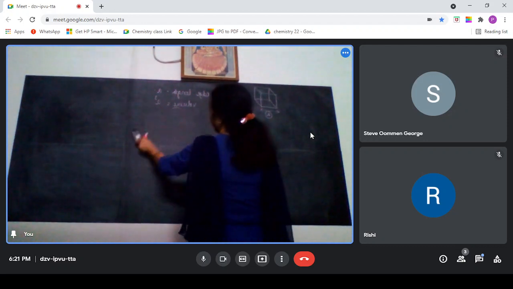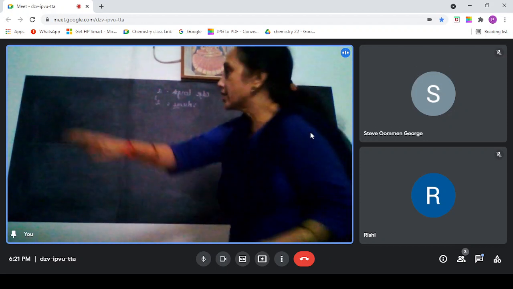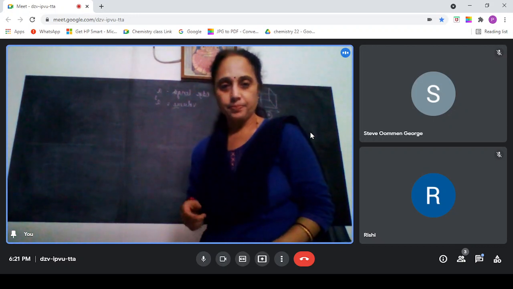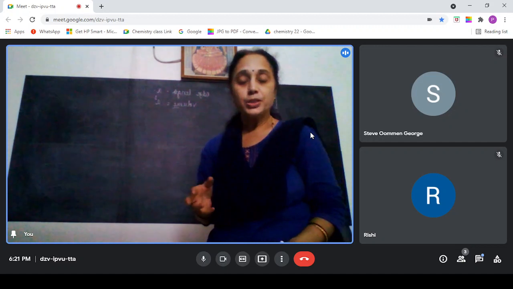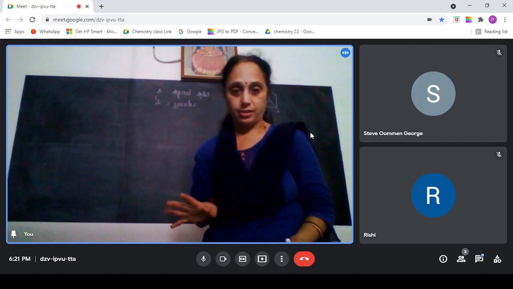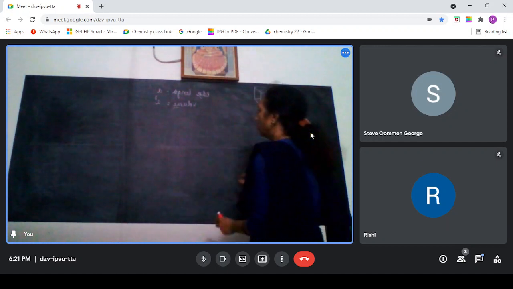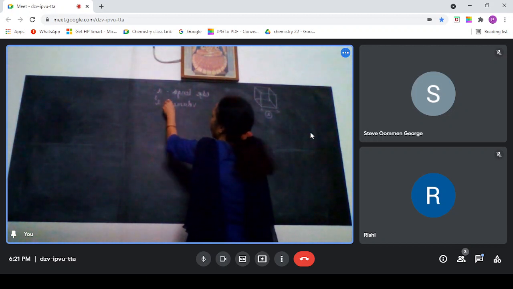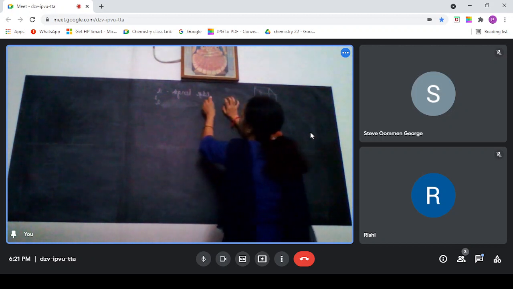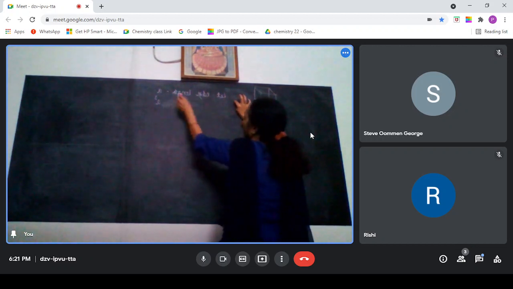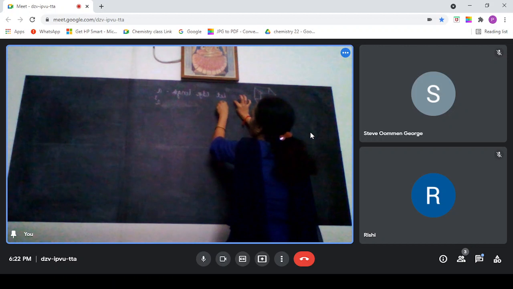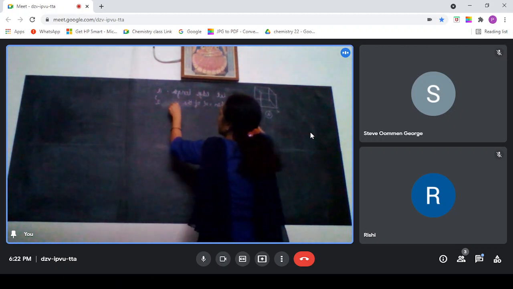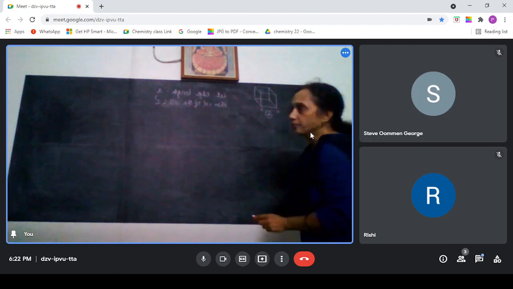Now let the edge length be A. It will be very small, in picometers. Picometers means 10 to the power of minus 12 meters. It will be very, very small. So, let the edge length of the cell be A. Then volume of the unit cell will be A cube.